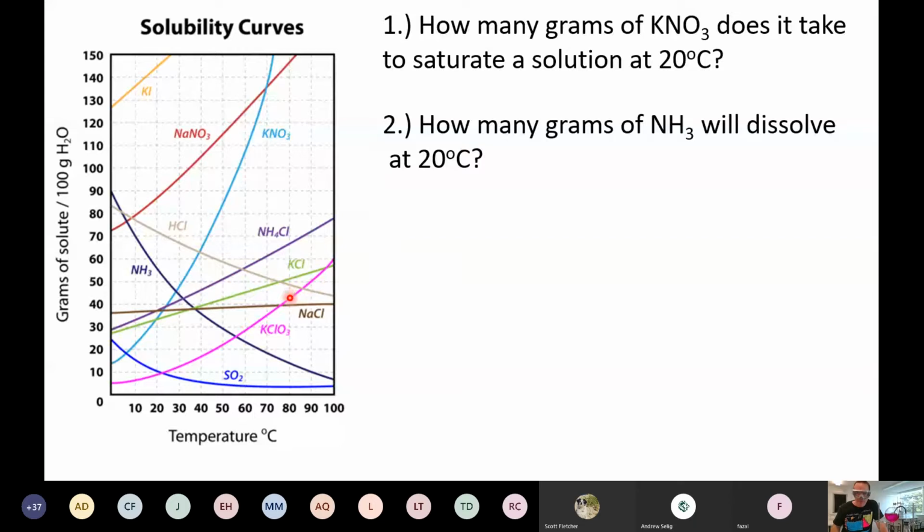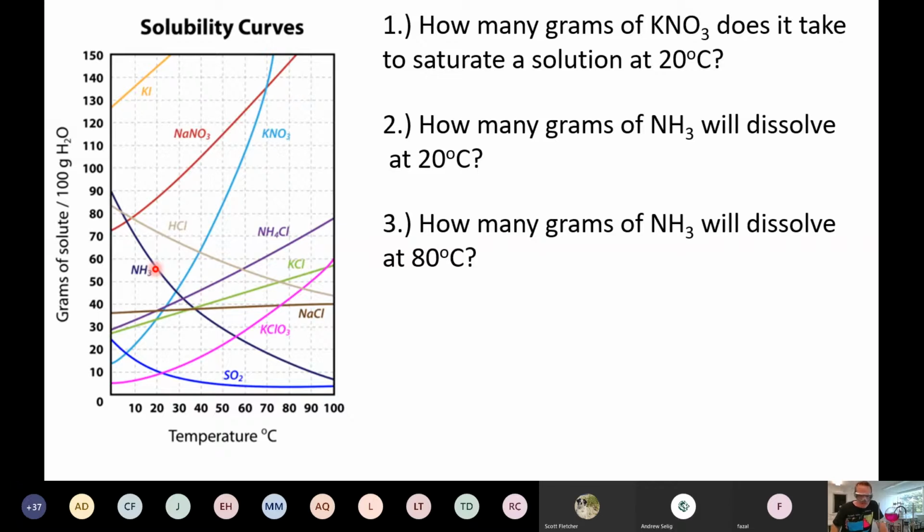How many grams of NH3 will dissolve at 20 degrees Celsius? So we now go to ammonia, a different substance. This is what looked like it was boiling, but it was just off-gassing as some of those bubbles were coming out. So we come to about here, and we'd probably say about 56 grams or so.